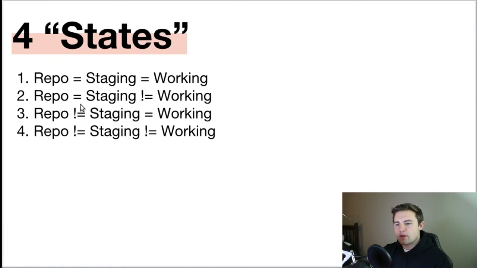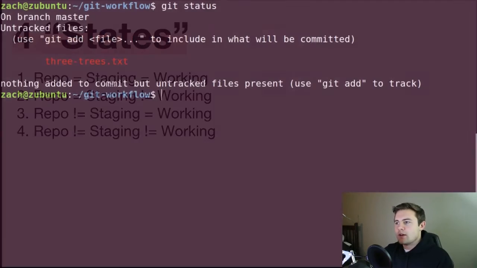It says repo is equal to staging, but staging and repo are not equal to working. And that fits the bill pretty well because the working directory has this new file that we haven't quite added to the knowledge of the Git tool, and the repo and staging are going to be similar. So we are now in state number 2.